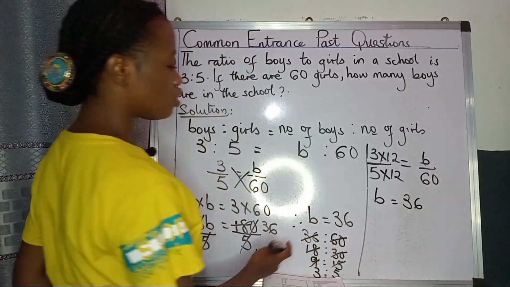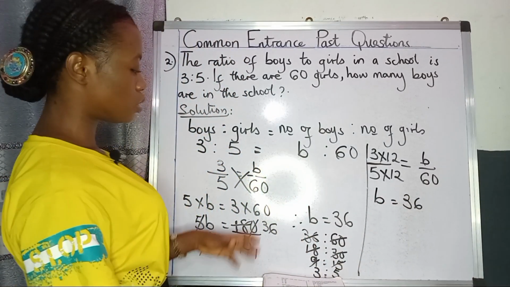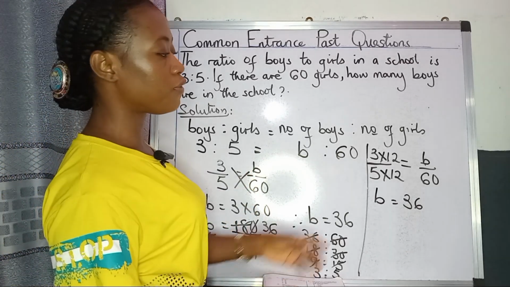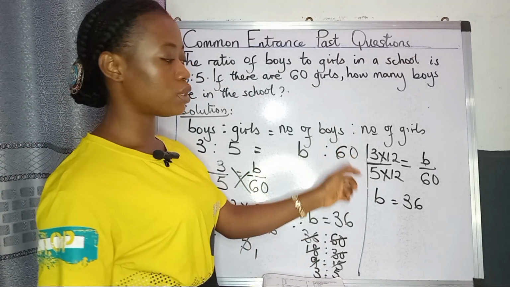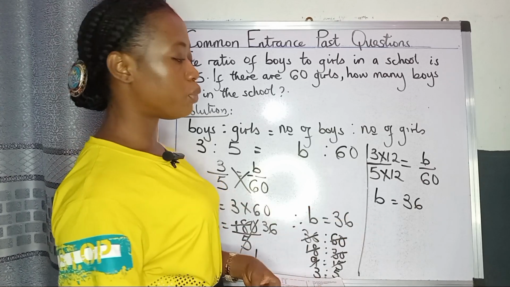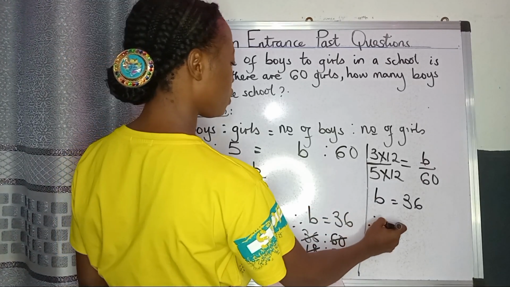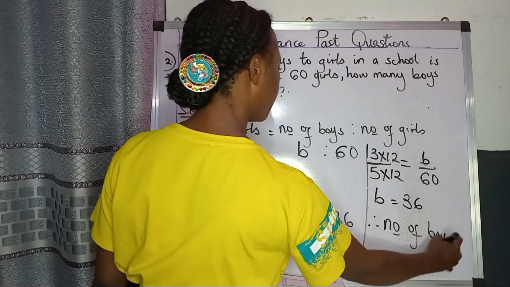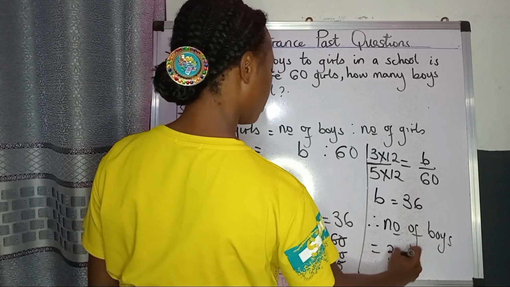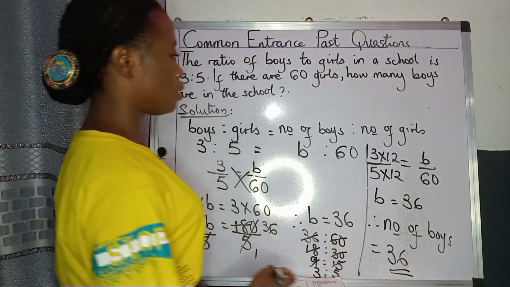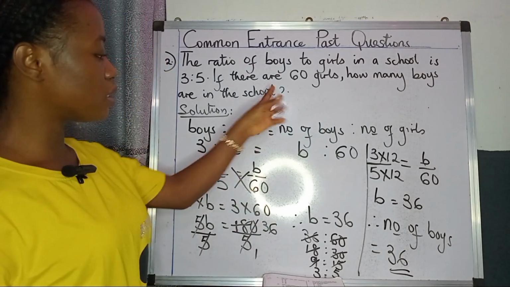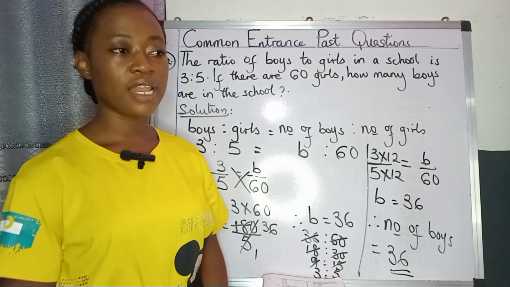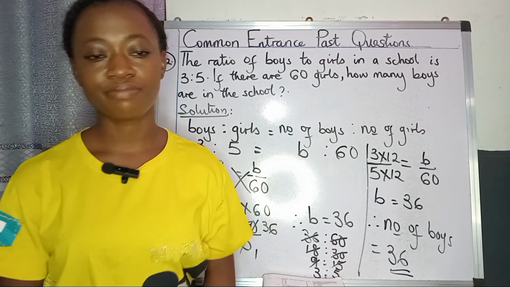So you can use your knowledge of algebraic equations to get the number of boys. You can also use your knowledge of equivalent fractions to get the value of boys. Therefore, the number of boys is equal to 36. So in that school, we have 60 girls and 36 boys. Now let's go to the next question.